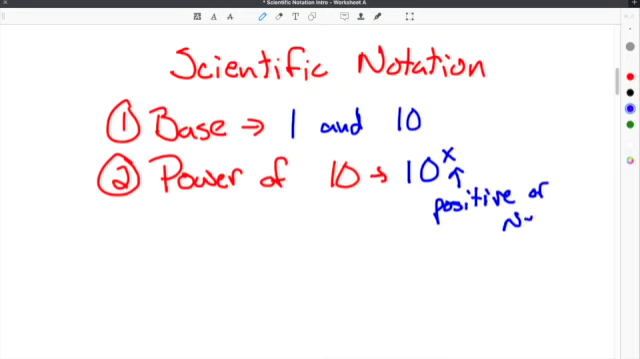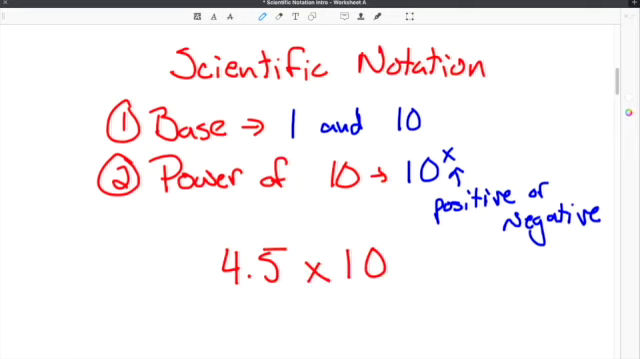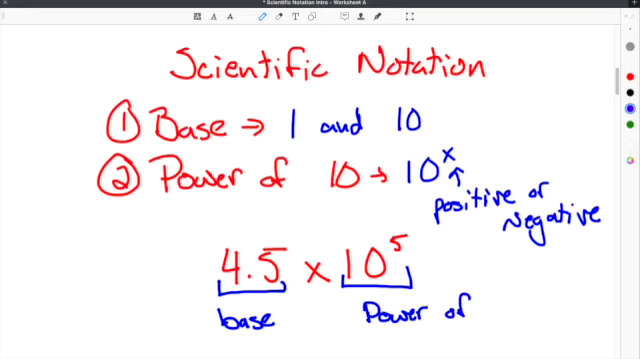Just to give you a quick example of a number written in scientific notation, something like this, which would be 4.5 times 10 to the 5th power. This 4.5 here is our base, and then this 10 to the 5th power is the power of 10. You can see that the base 4.5 is being multiplied times a power of 10.